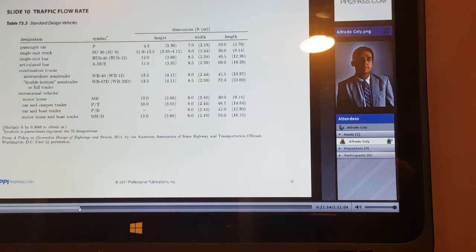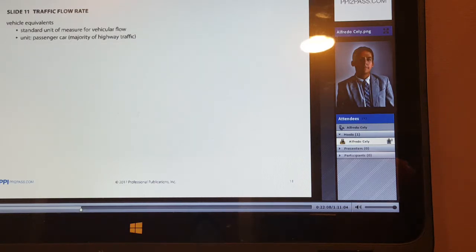On the previous slide, having standard design vehicles, that is more into the geometry. So this comes from the AASHTO Green Book. The AASHTO Green Book focuses on geometry. The Highway Capacity Manual focuses on traffic. Two clear definitions, two clear distinctions that you need to be aware of for the breadth portion of the exam.